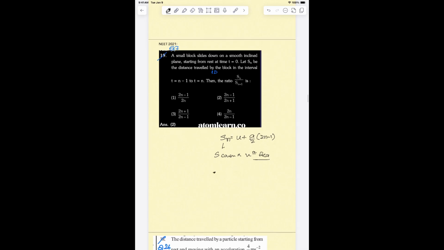Now supposing, starting from here with u, this is some total distance s covered in t equal to n seconds, and this is s dash, for t equal to n minus 1 second. That means this leftover distance, this minus this, is nothing but what is covered in the nth second.